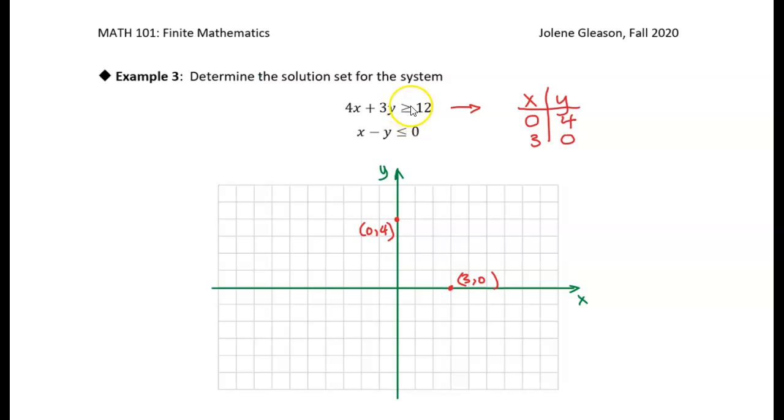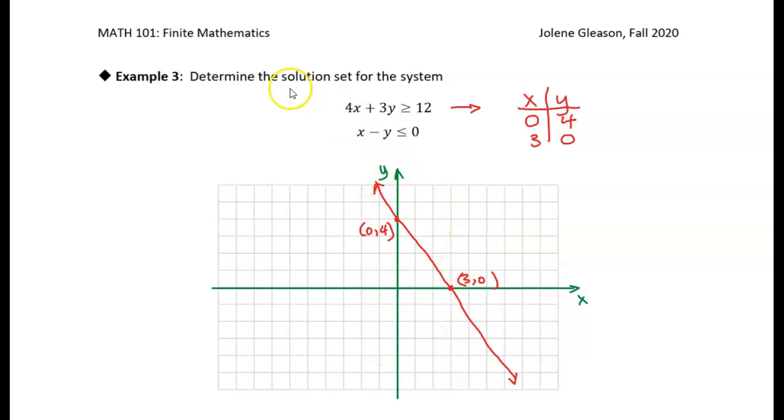Now I notice that this inequality includes the equals, right? Because this is greater than or equal to. So I'm going to make a solid line. All right, so let's see if I can draw a decently straight line through these 2 points. And okay, we'll say that's good enough. All right, so there's my line.